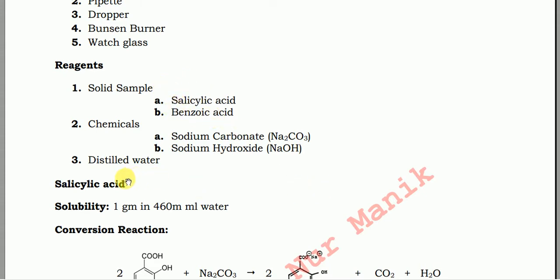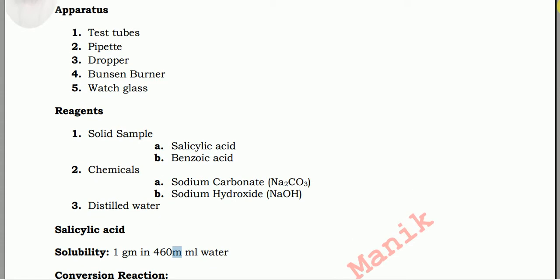In general, 1 gram of salicylic acid requires 460 ml of water. If we consider that 1 ml of water is equal to 1 gram of water, then we can say 1 gram of salicylic acid requires 460 grams of water. That means 1 part requires 460 parts of solvent.